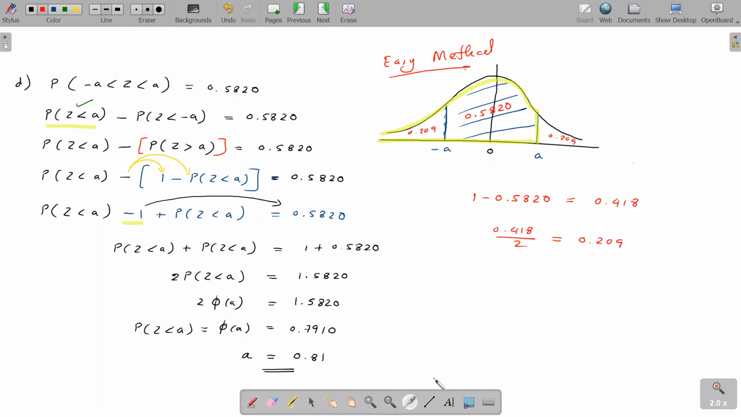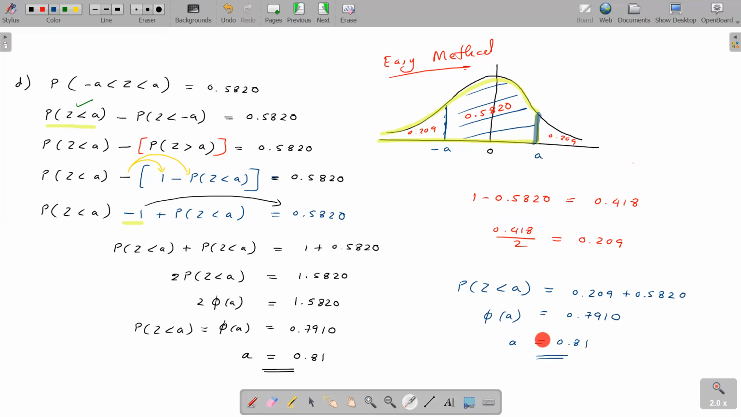Now, to get the A value, we need the probability Z is less than A. So this is the A value, and for Z less than A, I want the area behind this line. I can get that by adding 0.209 to 0.5820. So you can see this method is a lot easier than what I did here. And this gives you 0.7910. Z less than A is 0.7910, and this corresponds to A equal to 0.81. You can see this method is very simple.